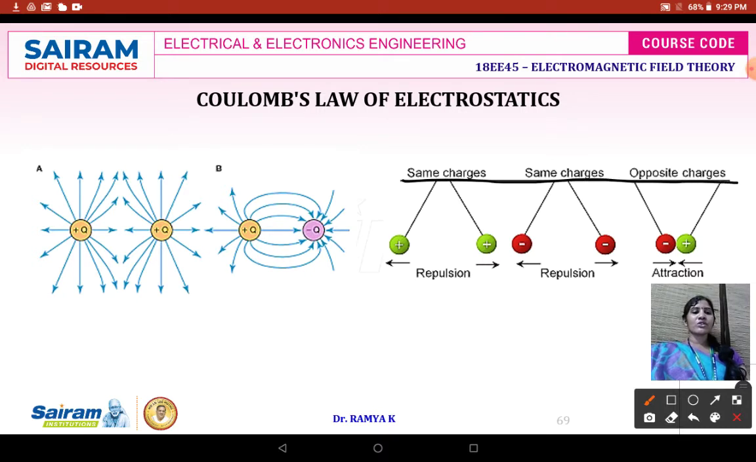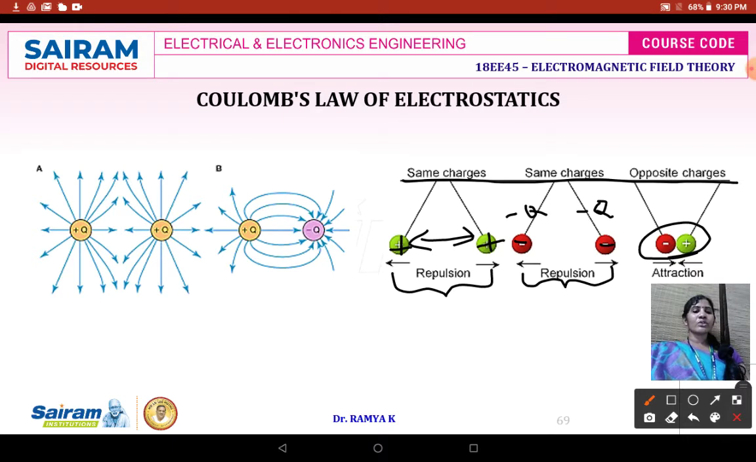Where the charges are distributed, you have plus. So it means that they are like charges. Therefore the charges are going to repel each other. And here also it is going to be a repulsion force. The force created between these two charges is a repulsive force. And here it is minus q, and here also it is minus q. It is also like charges. Therefore the force experienced between these two charges is going to be a repulsive force. Whereas here it is positive and negative, so it is going to produce an attractive force.